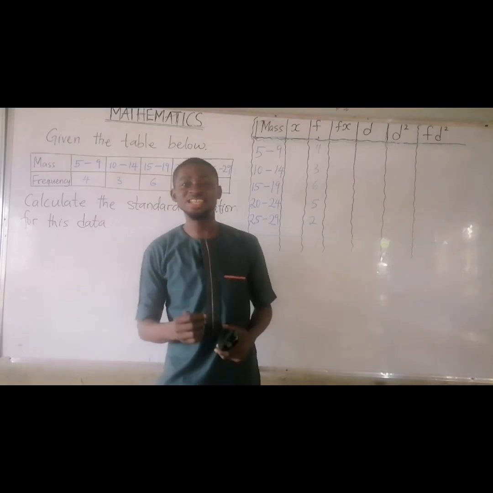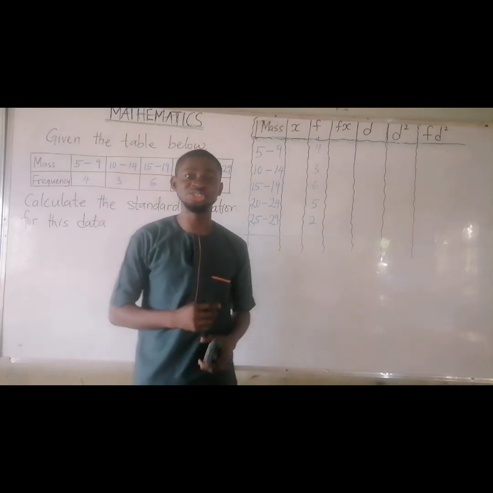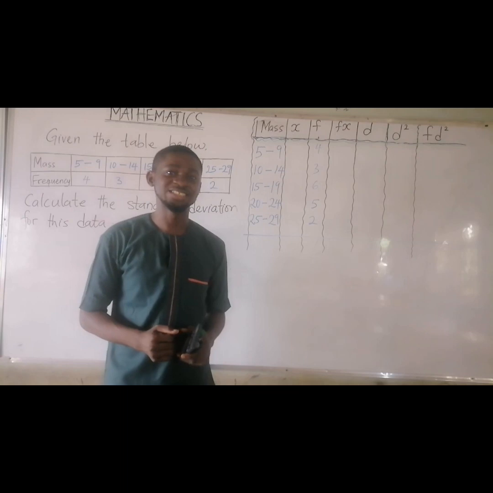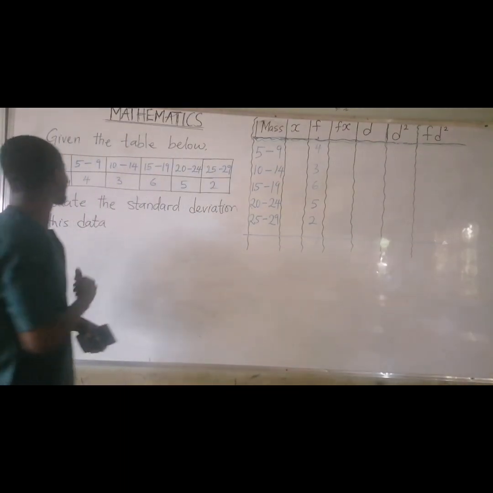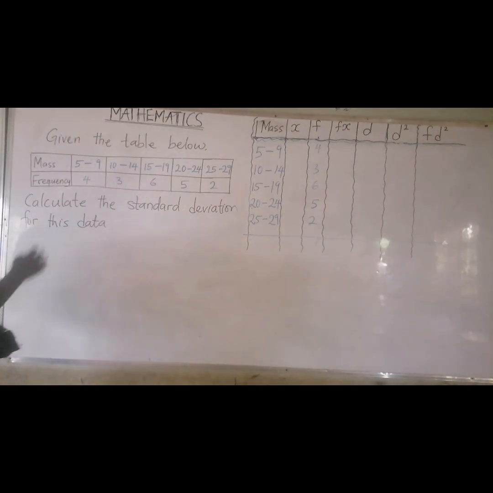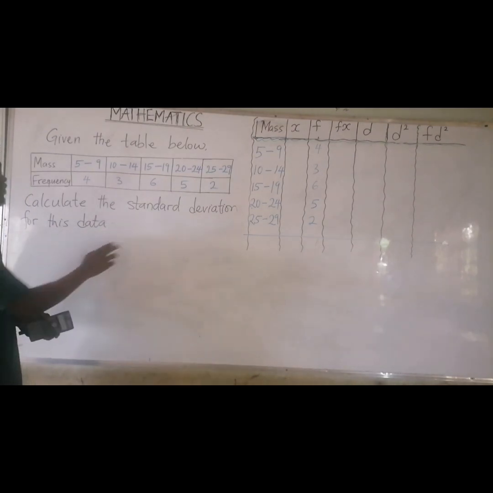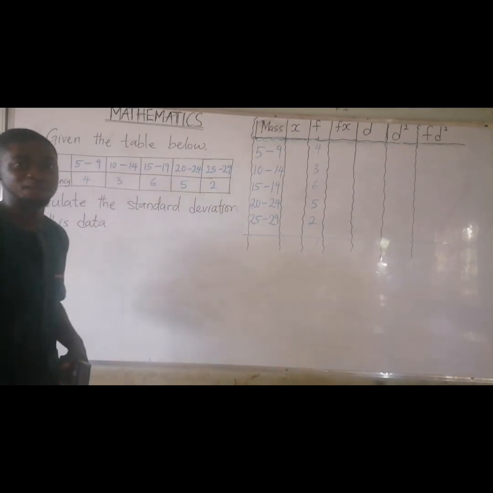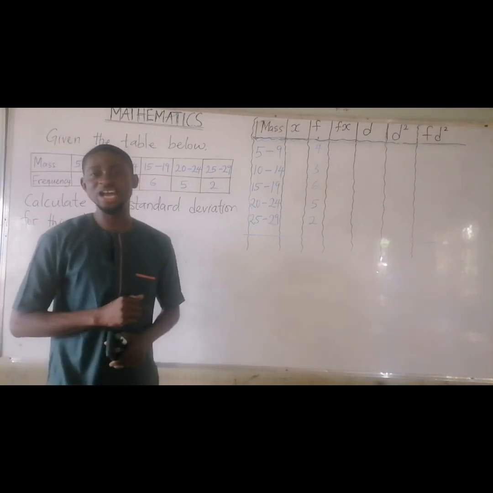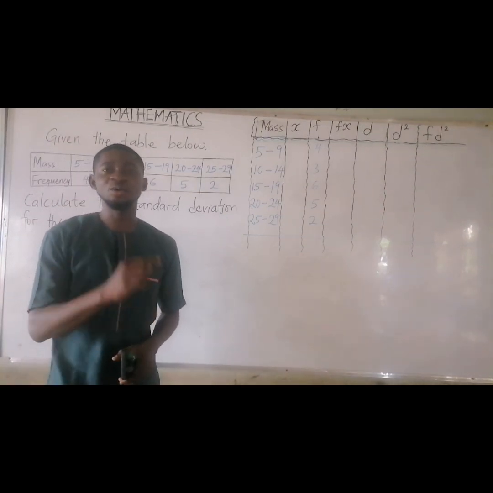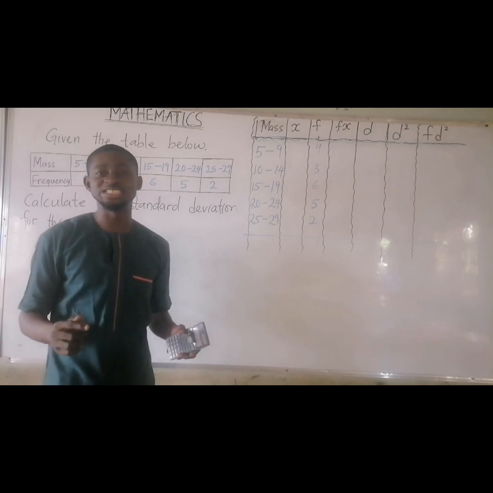Today, we shall be learning how to determine standard deviation for a group data. Let's take a look at this question. Given the table below, we are to determine the standard deviation for these data. To be able to do that, we must first remember what the formula for standard deviation is.